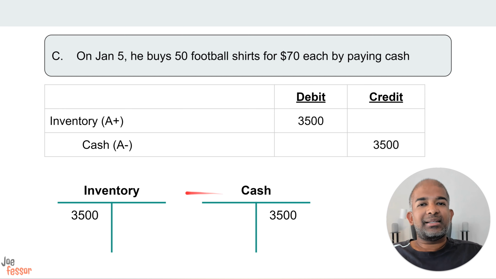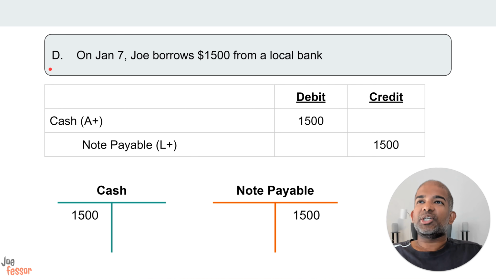This is an example of a transaction where, in the balance sheet equation, both the accounts that are affected belong to the left side of the equation. Inventory and cash are both assets. One goes up and the other goes down, and the equation still stays in balance. So you don't have to always look for either side of the equation. It can so happen that they belong to the same side of the equation and the equation still stays in balance. Moving on to transaction D.